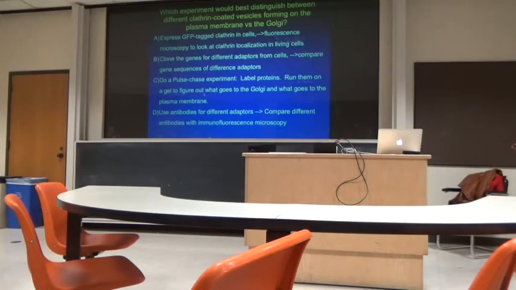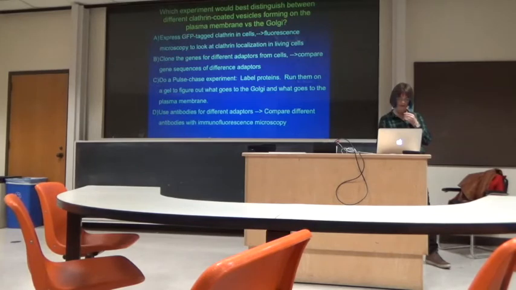And I want you to look at these possibilities. We've been through all of these experimental tools, and decide what the best experiment would be to distinguish clathrin-coated vesicles on the plasma membrane versus trans-Golgi clathrin-coated vesicles forming at the Golgi. How are those different from each other? They go to different places, they're functionally different. So what sets them each apart from each other? And we're going to start with that Instapoll question.